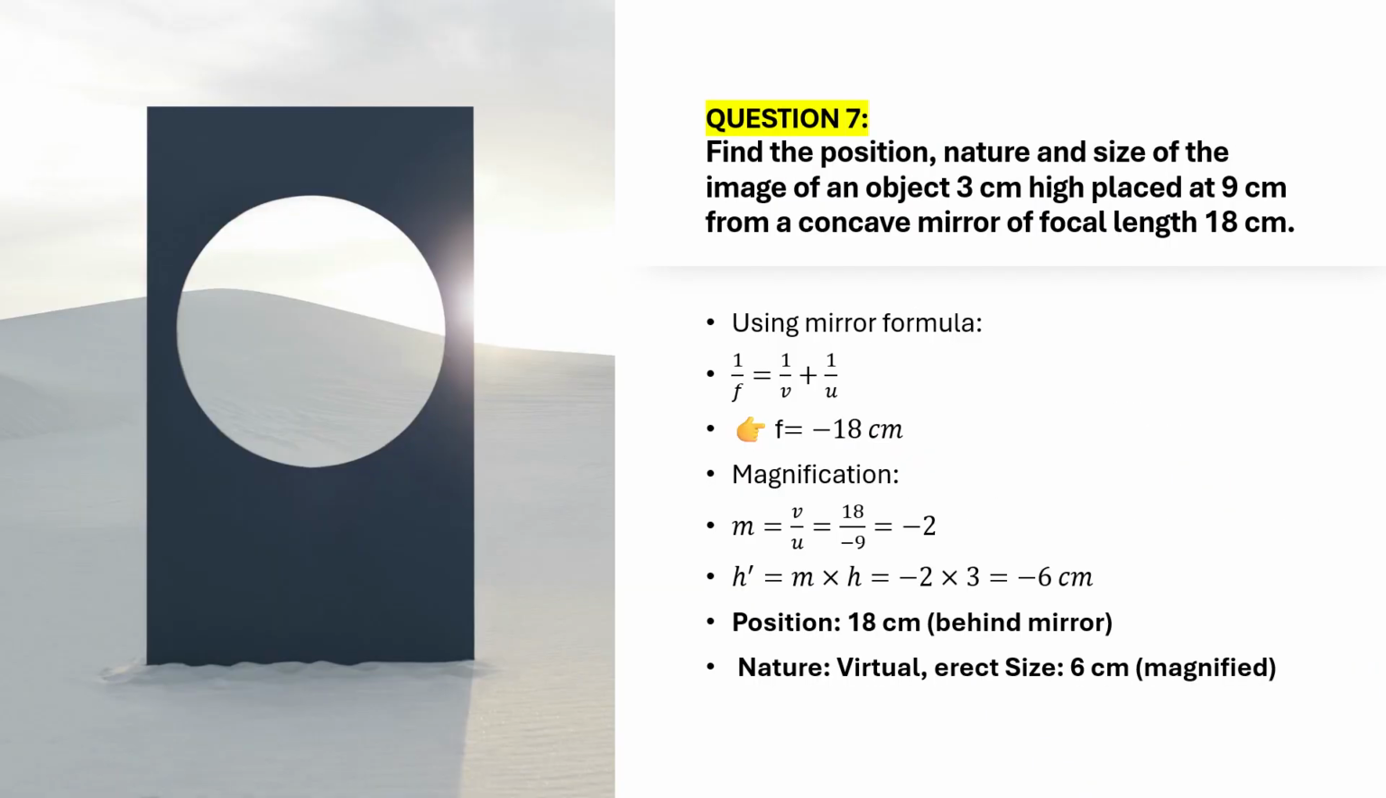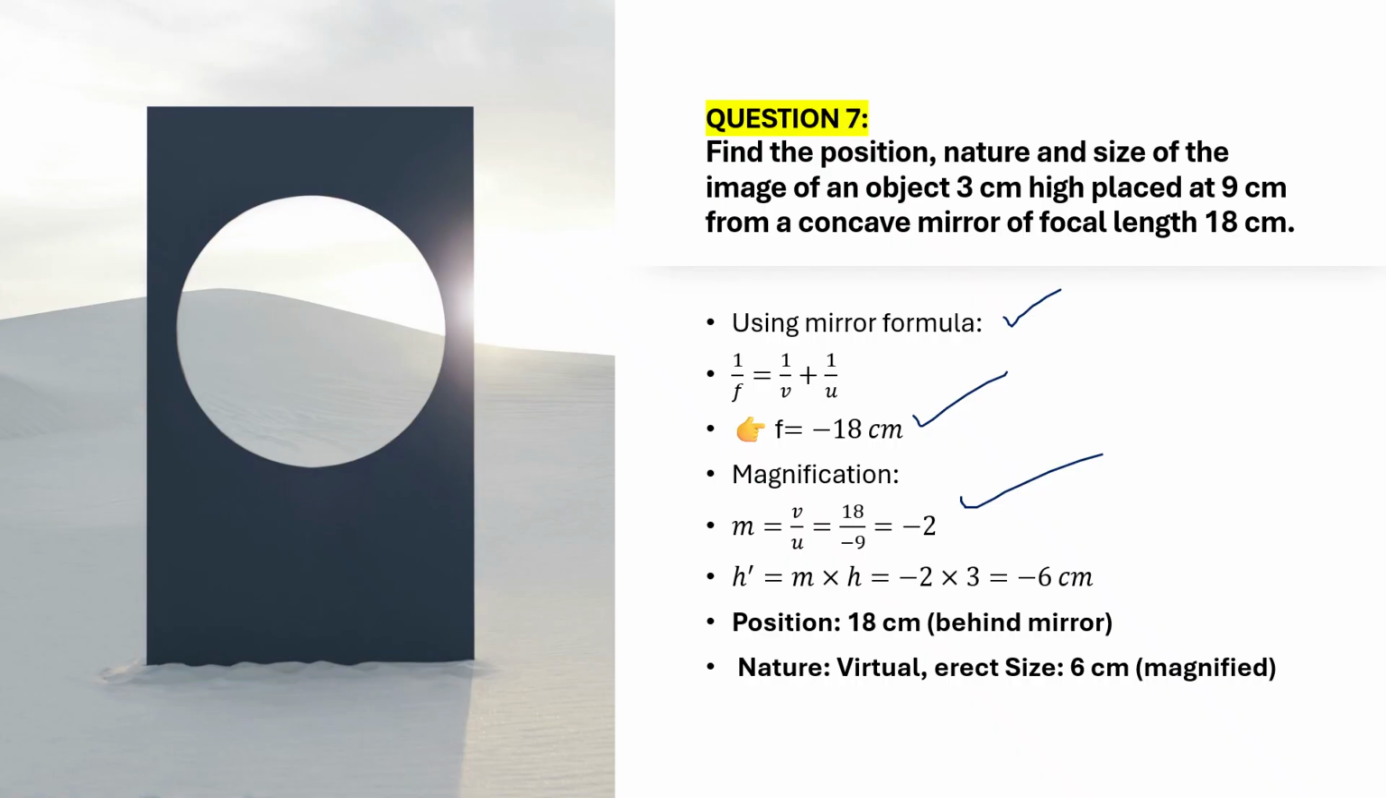Now question number 7, we need to find the position, nature and size of the image of an object 3 cm high placed at 9 cm from a concave mirror of focal length 18 cm. Now here students, we have to use the mirror formula. 1 upon f is equal to 1 upon v plus 1 upon u. Focal length is minus 18 cm. You can refer to the sign conventions. Magnification formula is v upon u. So when you calculate and put the values, you get minus 2.